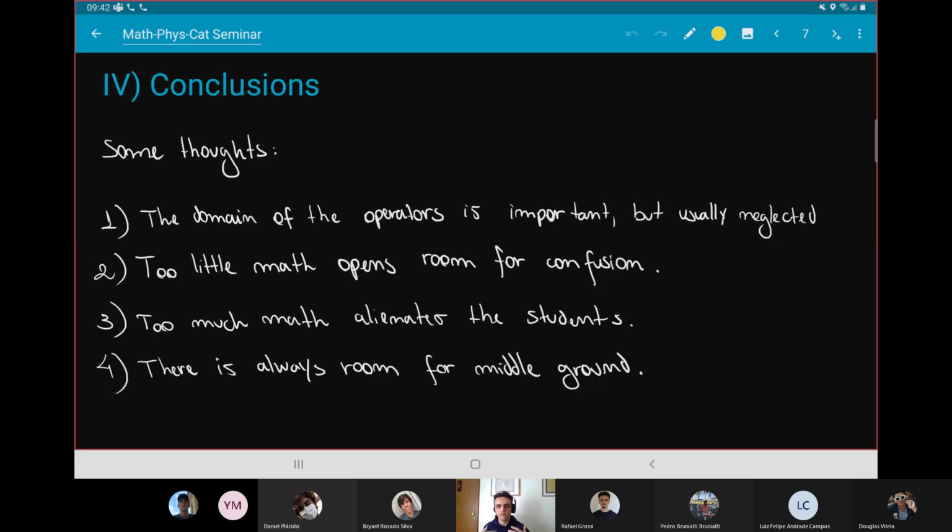These are pretty simple problems. If you take a look at the paper that I mentioned, there are other problems that open up when you don't take the domains into consideration, if you're not very rigorous. But if you put too much math in a quantum mechanics course, you alienate the students, especially those that are more experimentally inclined. So I'm a strong believer that there's always room for a middle ground, not putting too much math as to make the course too dense. But I also believe that you can put a little bit more than what is already taught nowadays.